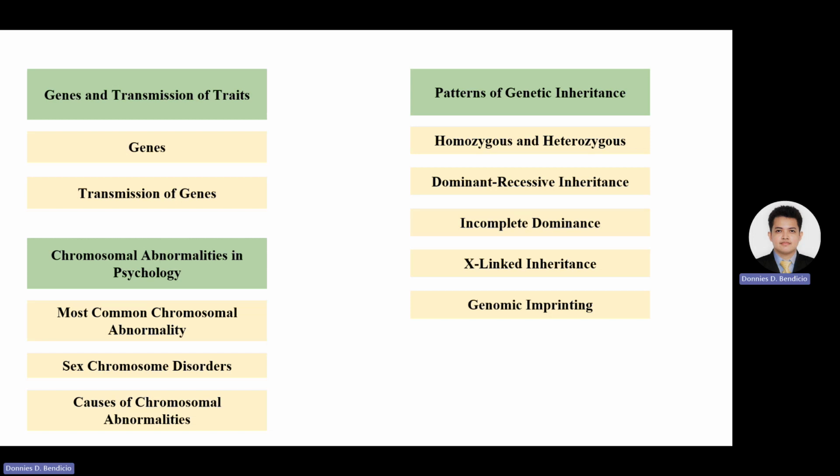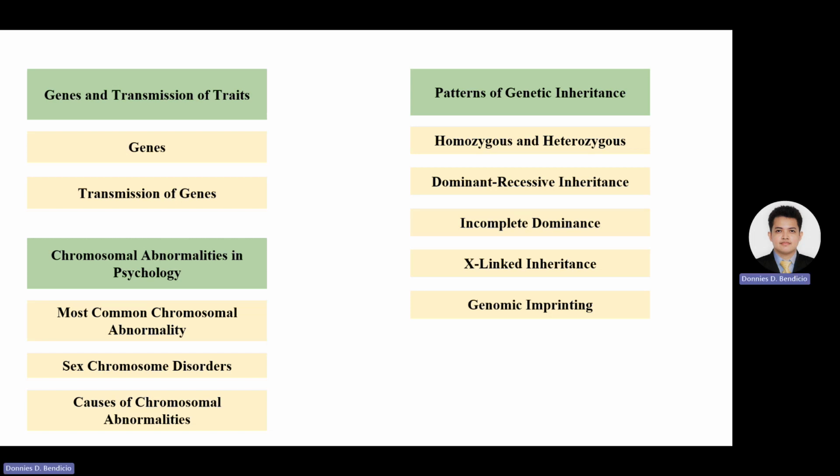Next is transmission of genes. So this is the process of passing genes from one generation to the next through reproductive cells. So when an egg from the mother and a sperm from the father unite during fertilization, they combine their genetic material, creating a unique genetic code for the developing individual.